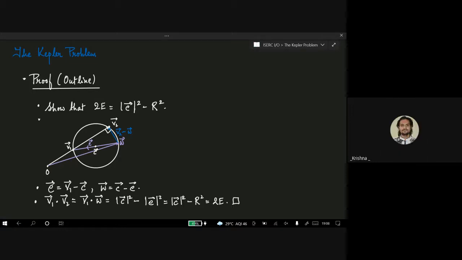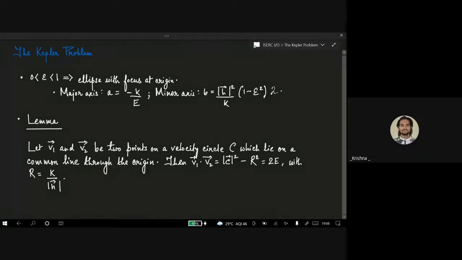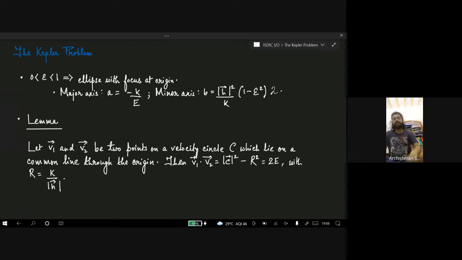Can you go back one slide? Yeah, sure. You are saying that V1 and V2 are diametrically opposite? No, I have not mentioned that V1 and V2 are diametrically opposite. I'm saying that there's a common line through the origin on which V1 and V2 lie.